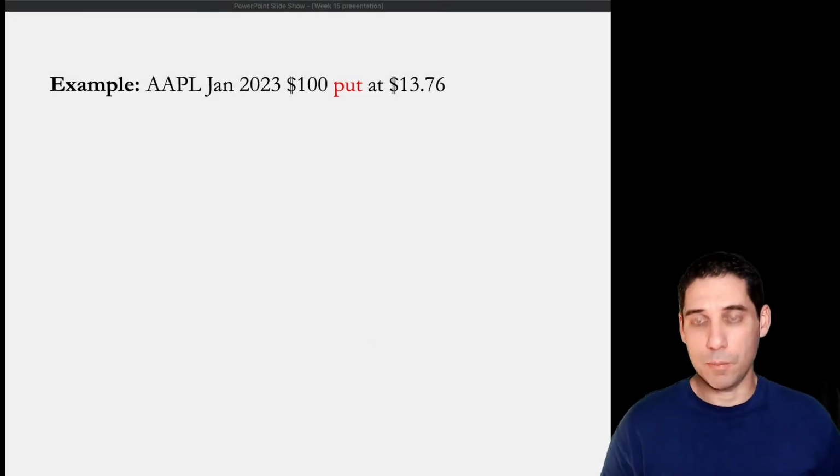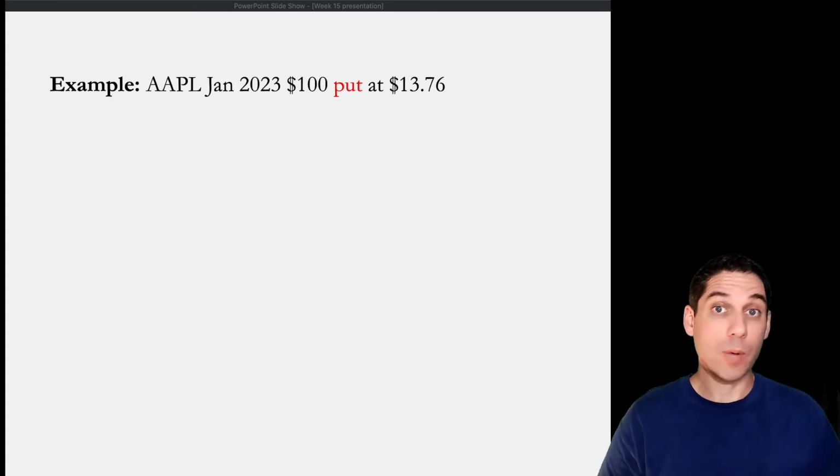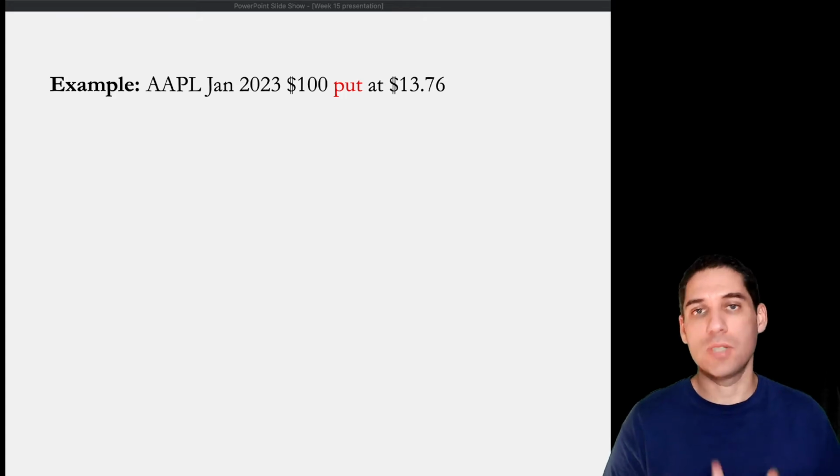Let's now look at a put option. This is also Apple, January 2023, so the same expiration date as before. Strike price of $100, and this is a put option. So this gives us the right, but not the obligation, to sell a share of Apple for $100.